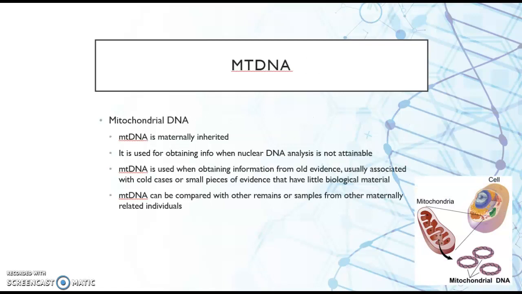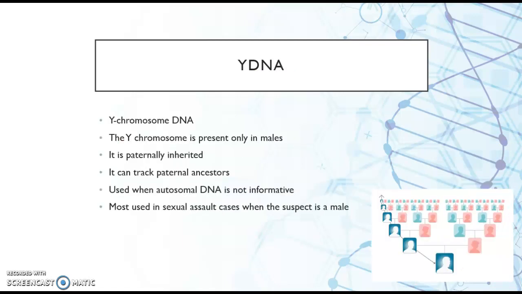The next type of DNA is mtDNA, or mitochondrial DNA. This is maternally inherited and is used for obtaining information when nuclear DNA analysis is not attainable. mtDNA is used when obtaining information from old evidence. This is usually associated with cold cases or small pieces of evidence that have little biological material. It can be compared with other remains or samples from other maternally related individuals as well.